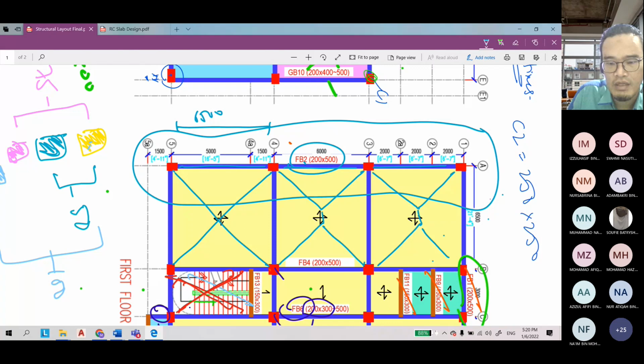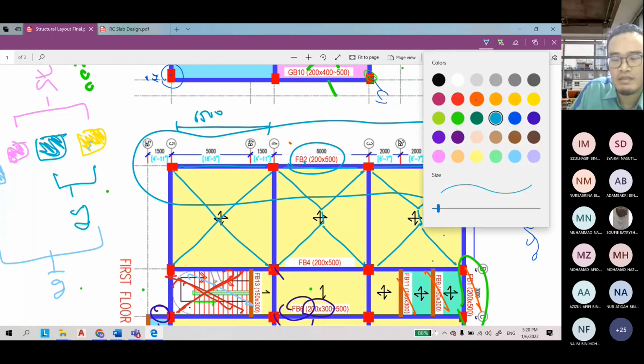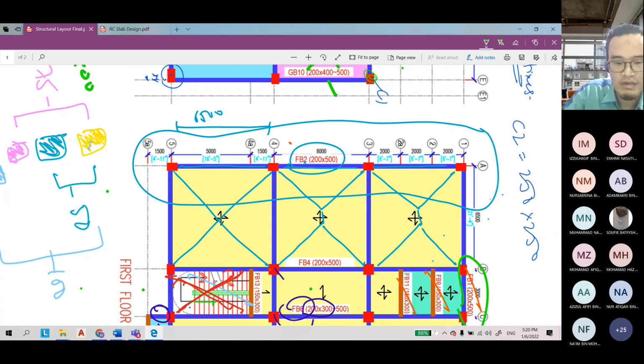So this is how I transferred the load to my beams. Let's say this is also the bedroom. That's why I asked you to use GK equal to 1.5 kilonewton per meter square, and then QK, let's say 2.0 kilonewton per meter square for all. I will transfer the loading later based on this.